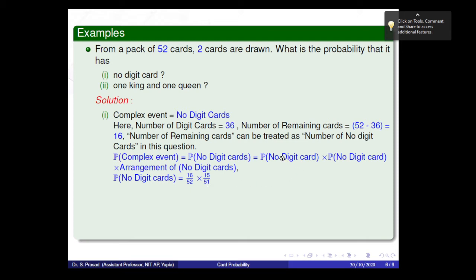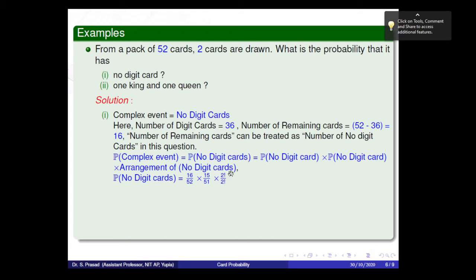No digit card means the first is 16 cards. Then one place is filled. After that, it is without replacement, so we can write 15 cards. The 15 cards are remaining, so we can write 50 by 51 into the arrangement of no digit cards.